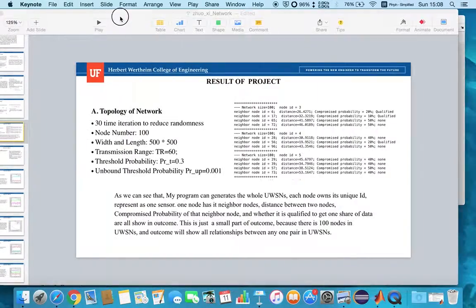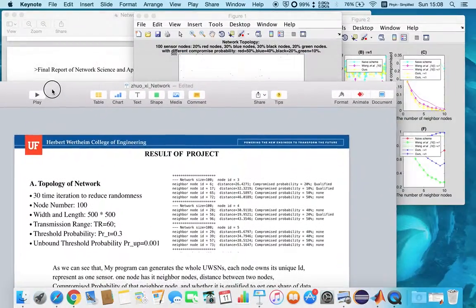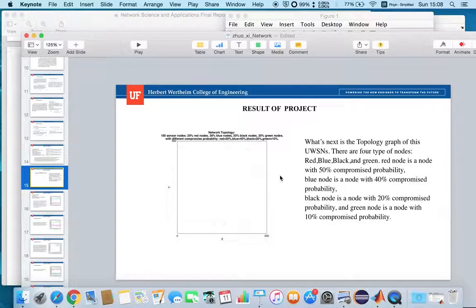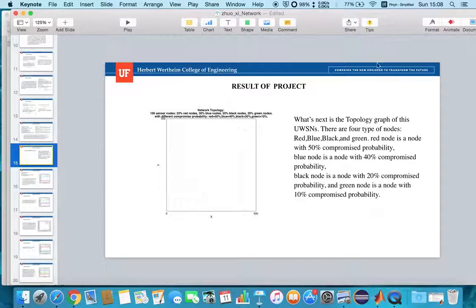And then let me say about this picture. This picture is the topic. This graph of the network is the topological graph of this network. There are 4 types of nodes: red, blue, black, and green.